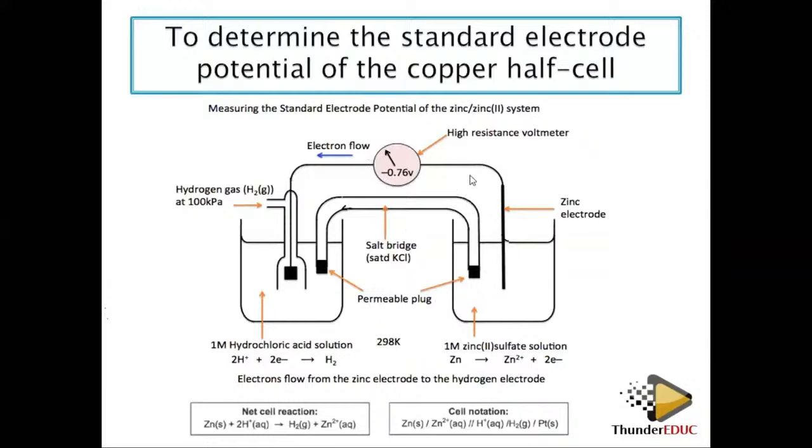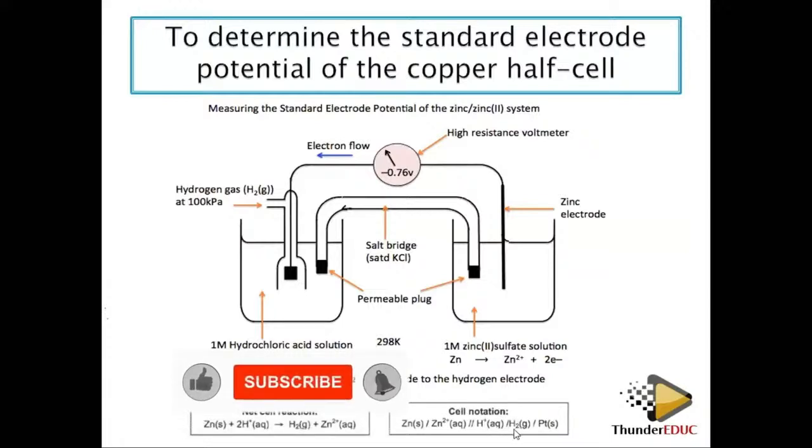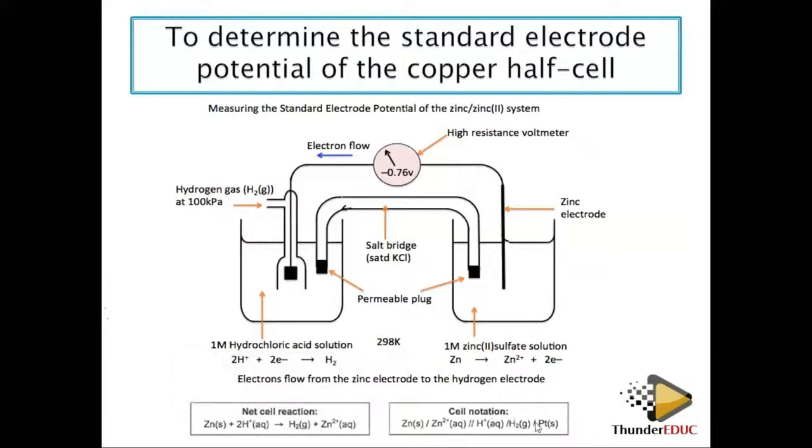When the electrons go here, they will find the hydrogen ions. When they find hydrogen ions, these electrons will react with the hydrogen ions to form hydrogen gas. So I have hydrogen ions to give me hydrogen gas. The hydrogen gas is being produced at this plate or electrode, which is platinum. So you see how it's supposed to be. Now the platinum is at the end. So that's how you can write the cell notation.